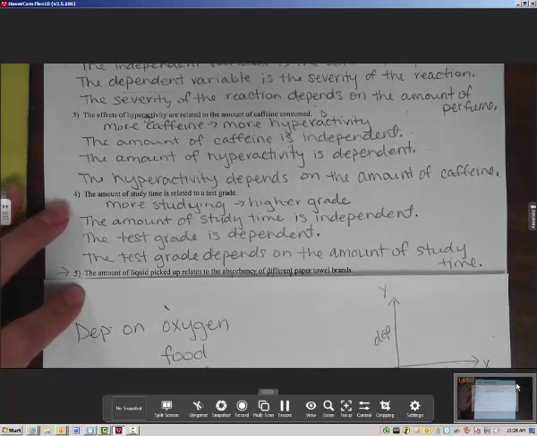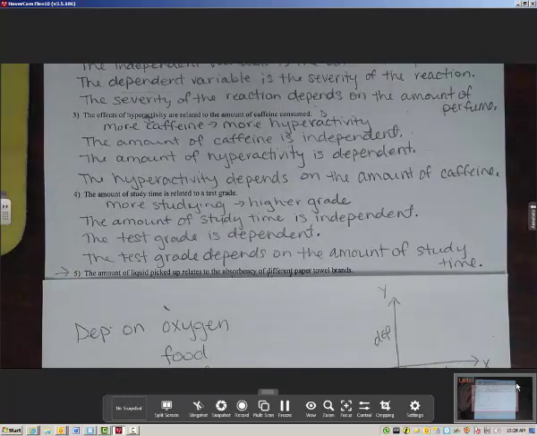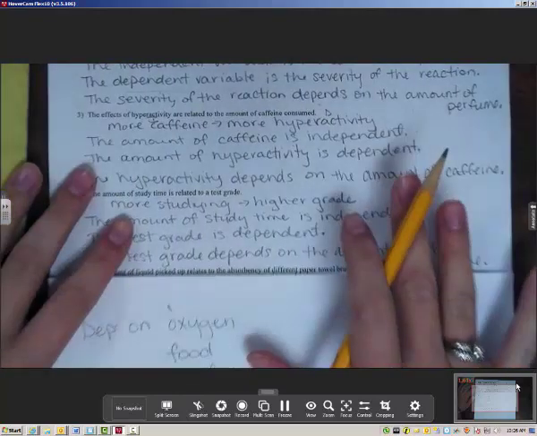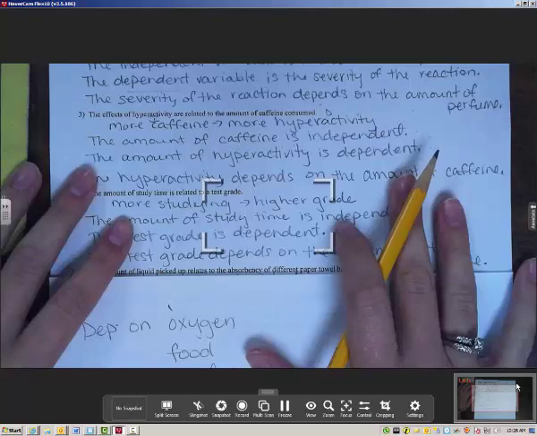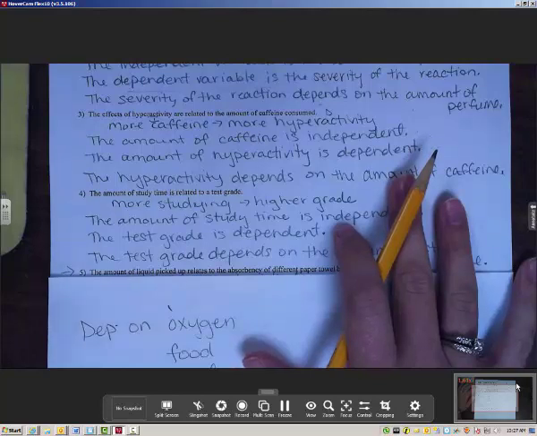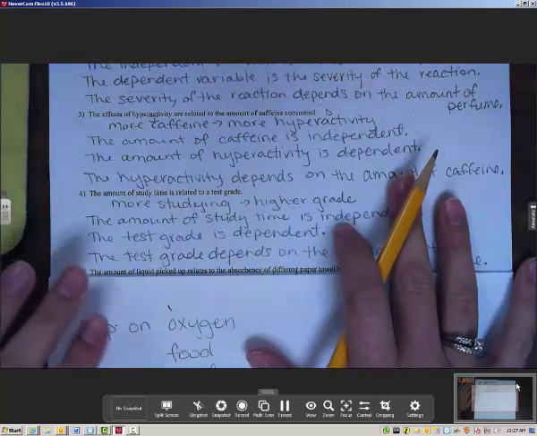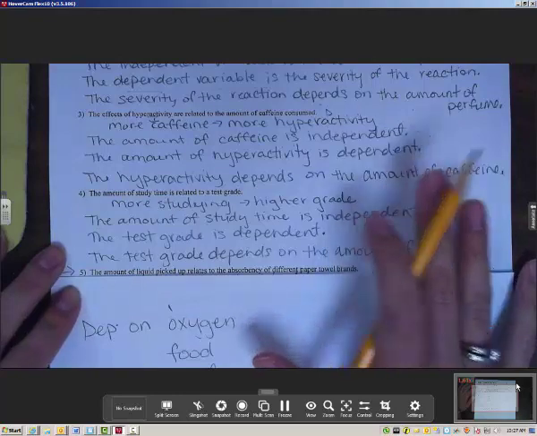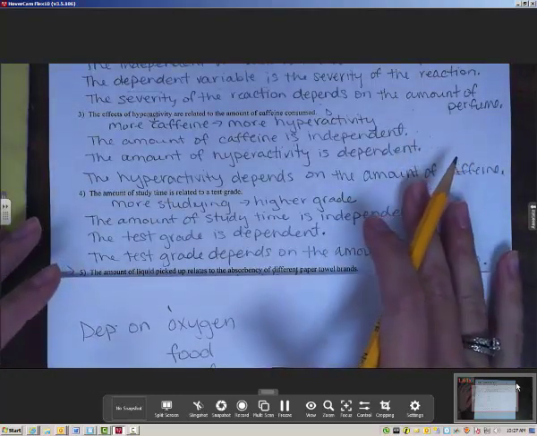All right, number 5, the amount of liquid picked up relates to the absorbency of different paper towel brands. Okay, so let's talk about a scenario here. I drink sweet tea. So if I spill my sweet tea and I grab this piece of paper here that I'm using for notes, if I grab that piece of paper to try to wipe up that sweet tea that I've spilled, it's not going to do a very good job, right? Paper is not very absorbent, so it's going to pick up a little bit, but I'm not going to be able to pick up a whole lot, okay?